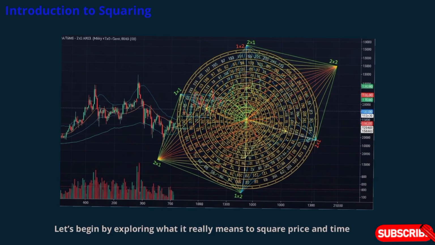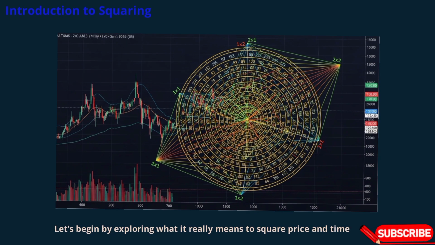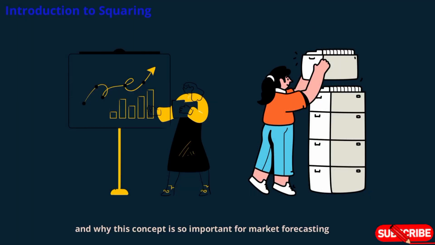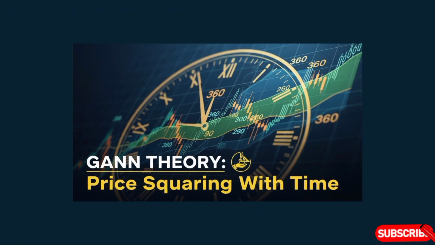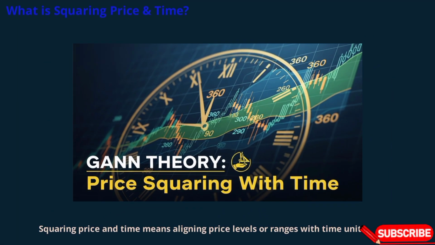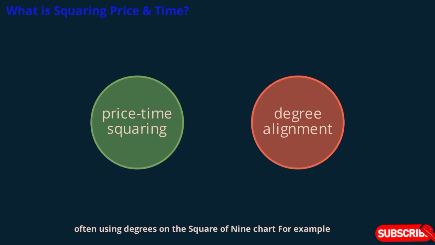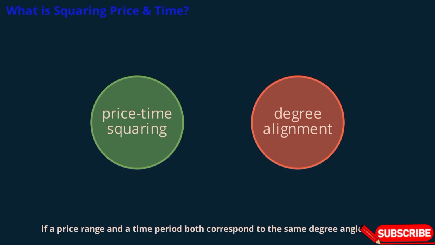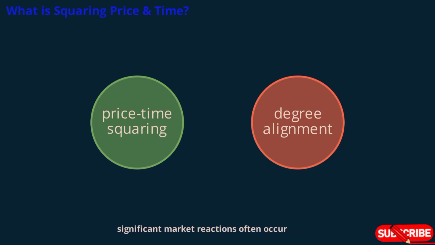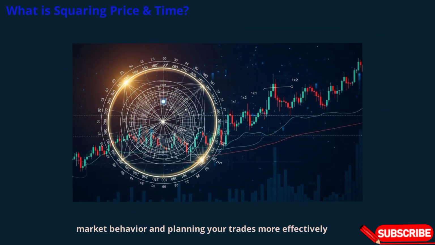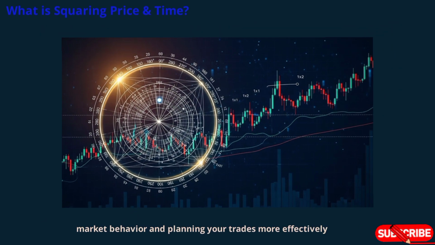Let's begin by exploring what it really means to square price and time, and why this concept is so important for market forecasting. Squaring price and time means aligning price levels or ranges with time units, often using degrees on the square of 9 chart. For example, if a price range and a time period both correspond to the same degree angle, they are said to be squared. This relationship can also involve oppositions, such as 90 or 180 degrees apart. The idea is that when price and time align in this way, significant market reactions often occur. Understanding this relationship is key to predicting market behavior and planning your trades more effectively.